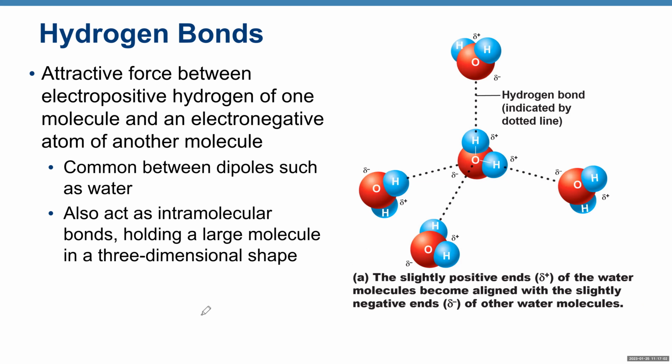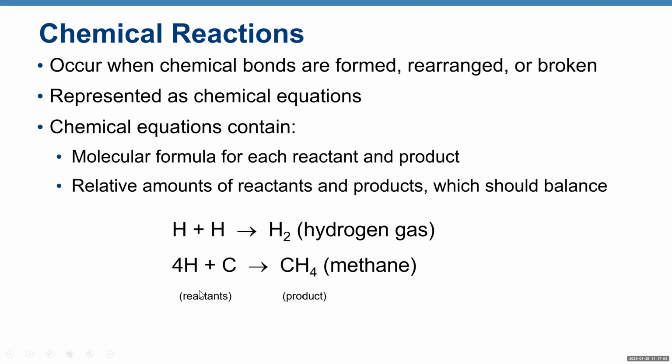Now, hydrogen bonds are very important in biology. For example, DNA forms a double helix because of the hydrogen bonds. And many hydrogen bonds are also critical in the formation of three-dimensional proteins. Now, what are chemical reactions?